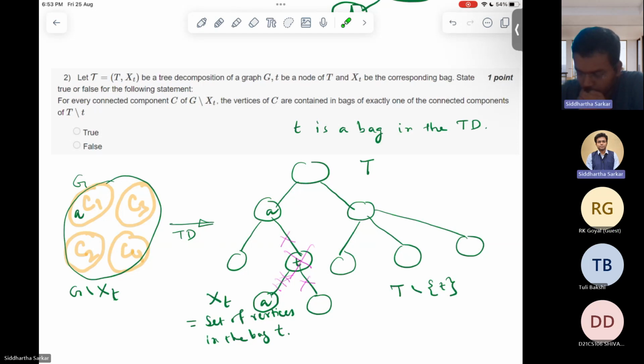Okay, so therefore, if A is here and A is already deleted, then A cannot surface in any of these components. A was deleted. If A is here, then A is in X_T, but A we already deleted. So A was somewhere here. And therefore, we have come to a contradiction. And therefore, this statement is true: all the vertices in one component are also present in only one connected component in the corresponding tree decomposition.